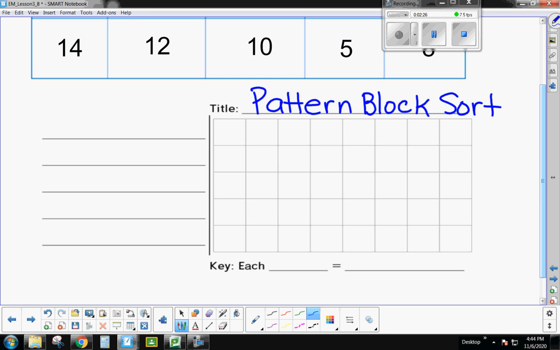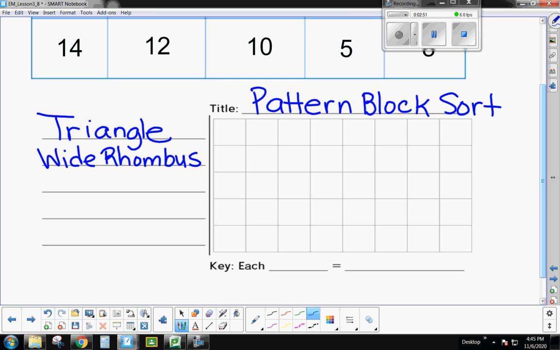All right, so now, instead of putting all of our categories down at the bottom of our graph, like all of our shapes, we're actually going to put our categories over to the left-hand side. So we're going to fill in our triangle and our wide rhombus. Go ahead and pause the video and get the rest of those filled in.